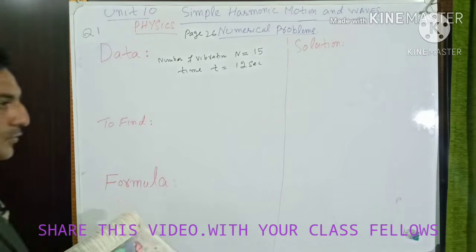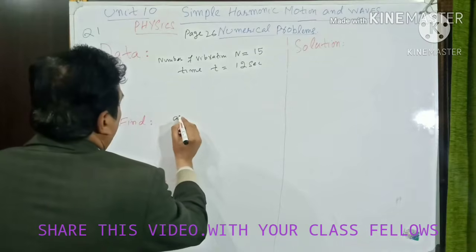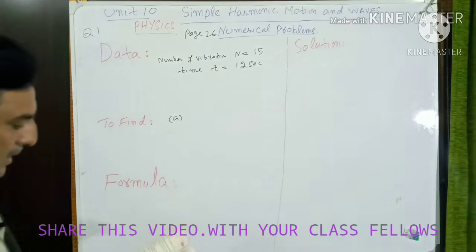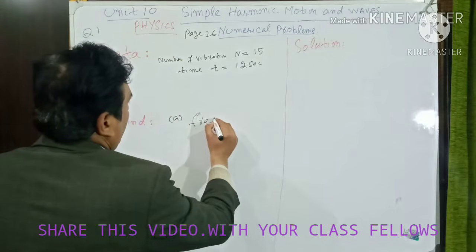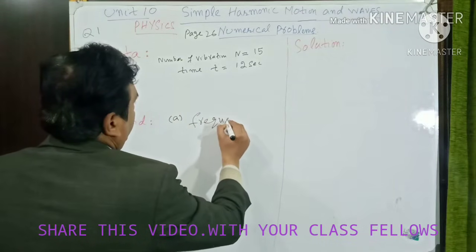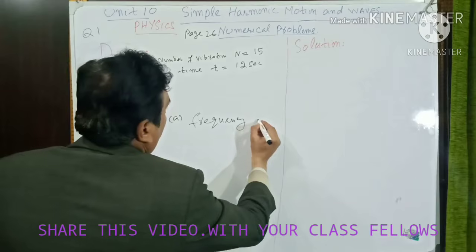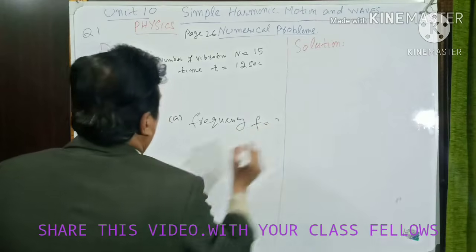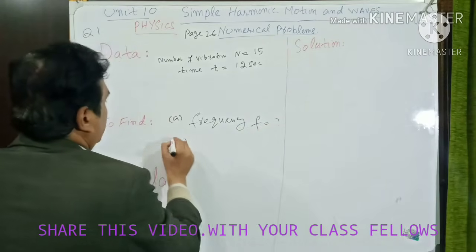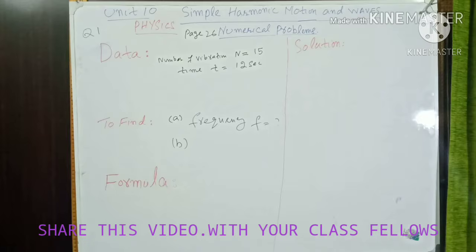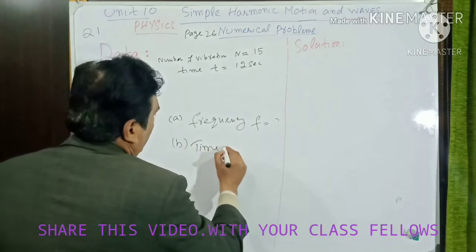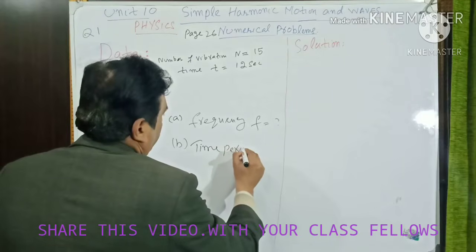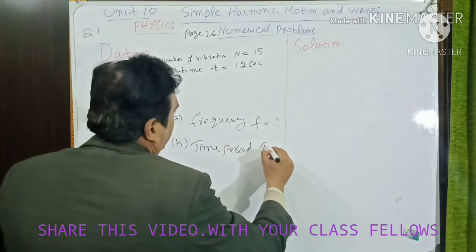Find, what to do? There are 2 parts. The first part is frequency f. Second part, the period of the vibration, time period t.